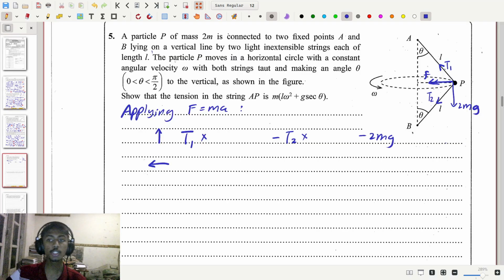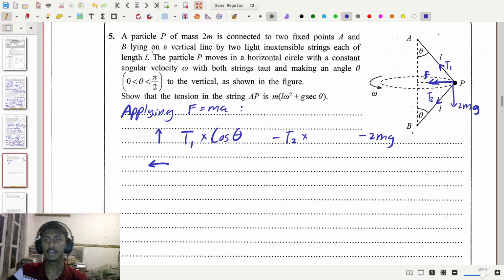Now, considering the trigonometry here, we can see in this triangle, if we consider the hypotenuse to be T1, we can see the vertical component here is going to be T1 cosine of theta, since this side is the adjacent side to the angle theta. So due to that, the trigonometric component that we have here is cosine of theta. So here, the vertical component of T1 is T1 cosine theta.